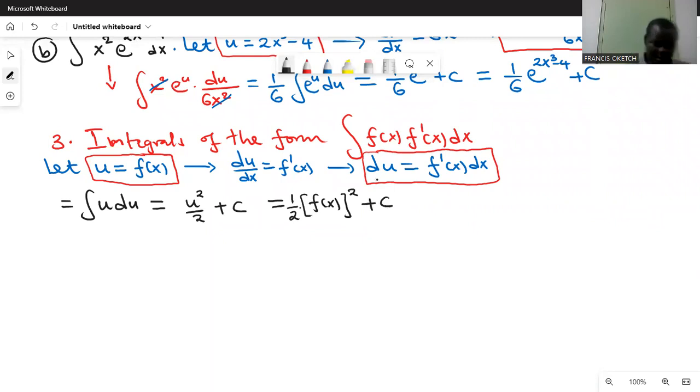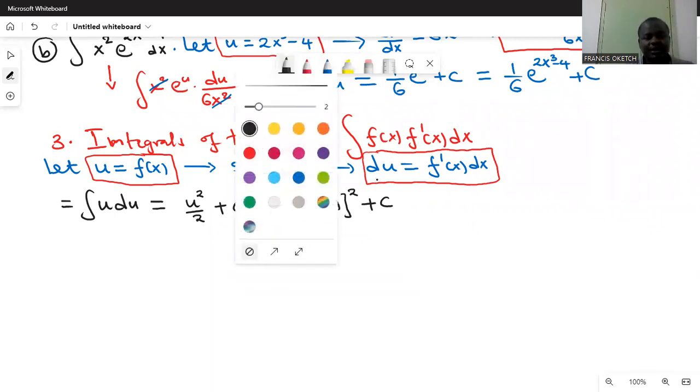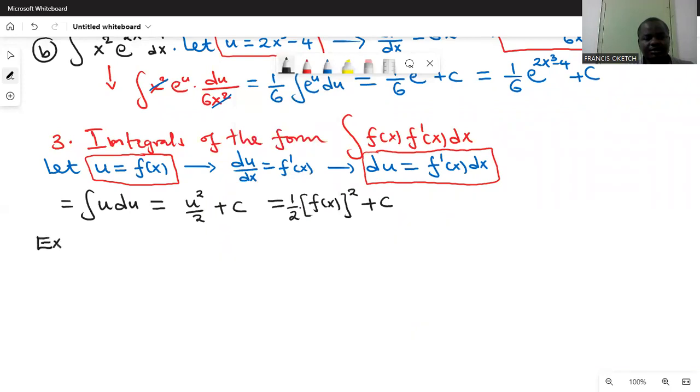And so we can look at an example of this kind of integrals, maybe 2 examples to be able to explain this concept better. Write examples. You are asked to evaluate the following integrals. In part A, you have the integral of ln x over x dx.